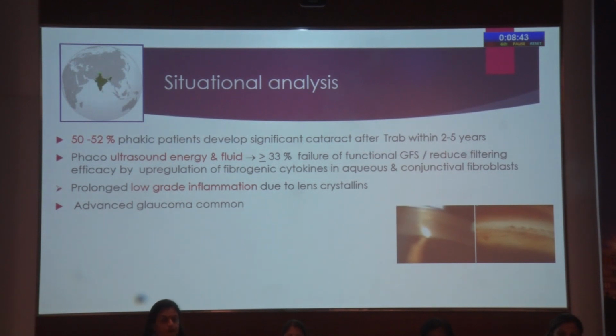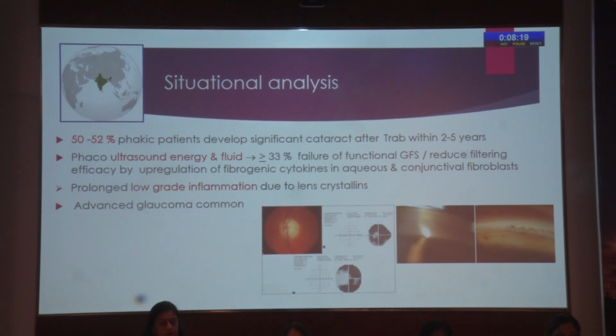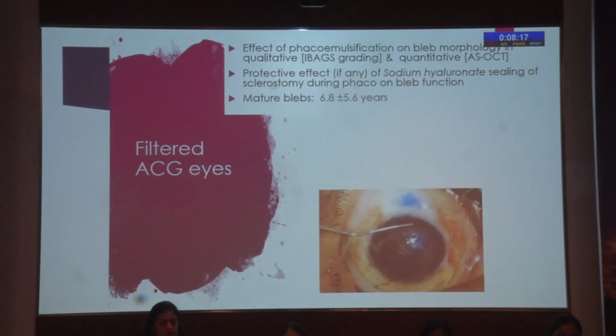We know, as per the data analysis, that 52% of phakic patients develop significant cataract after trab within 2 to 5 years. Phaco energy and fluid increase the risk of failure of functioning blebs to 33%, and prolonged low-grade inflammation is partly responsible. Many of these patients who come to us with filtering blebs and coexistent cataract, a common scenario, as I said, very often also have advanced glaucoma. So how do you work in that?